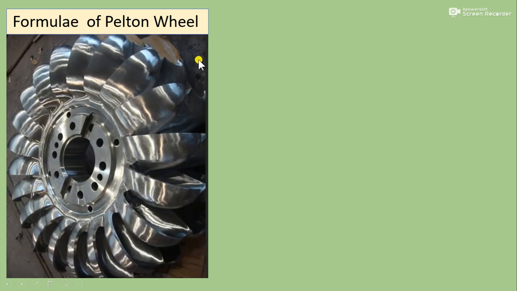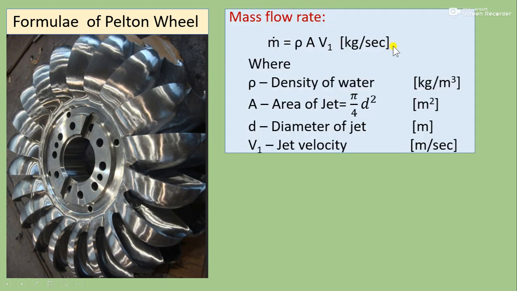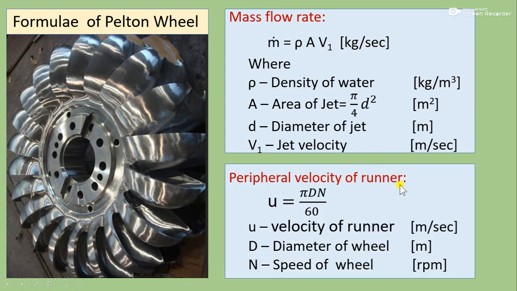This is a Pelton wheel. Mass flow rate is given by the formula m dot in kg per second. Peripheral velocity of runner is given by u in meter per second.